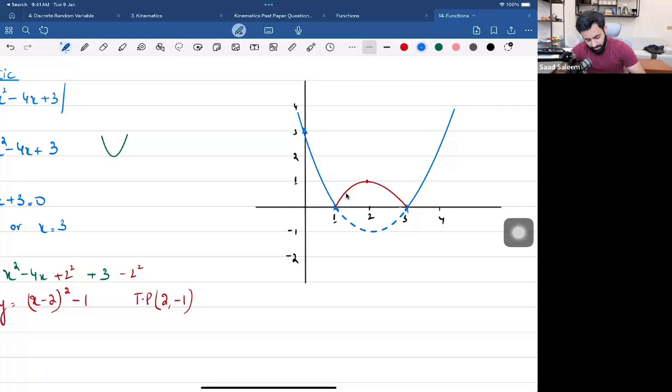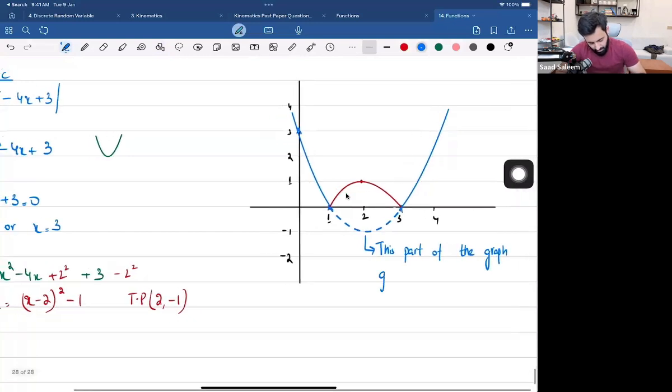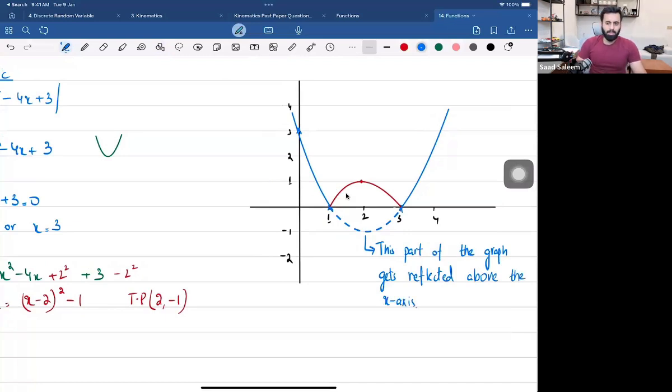Okay, so I'll add this to your notes also, that this part of the graph gets reflected above the x-axis. Yes, basically x-axis means the equation is y equals 0. So what about the small part on the, are you talking about this?